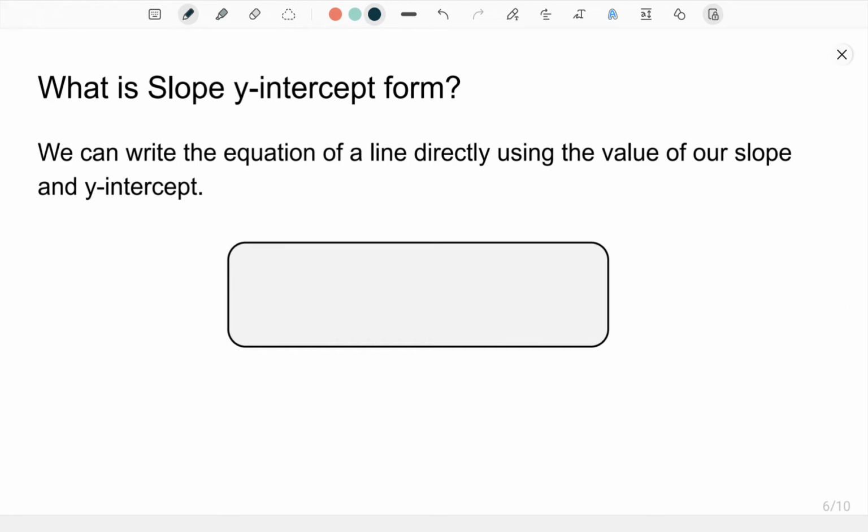So the slope y-intercept form, what it says is we can write an equation like the following. y equals mx plus b. This is one of the most important equations for looking at lines.